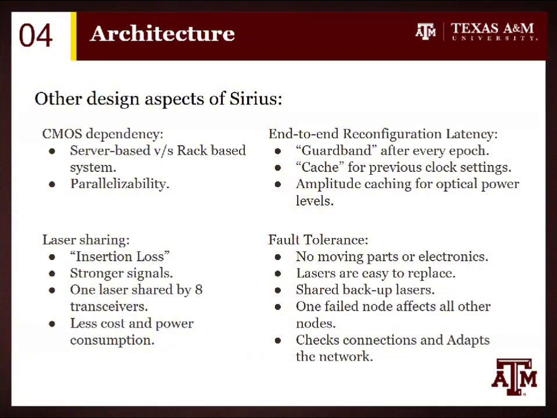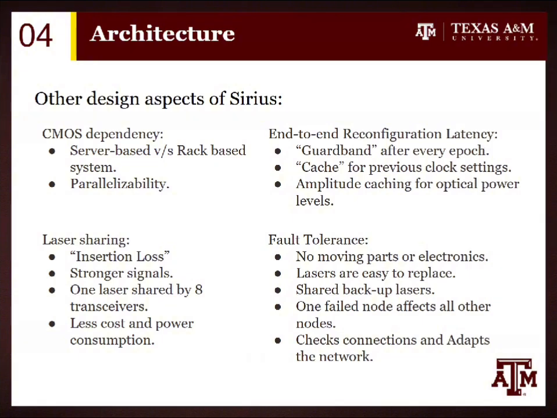To avoid this, Sirius uses phase caching, which remembers previous clock settings instead of relearning them, thus reducing the latency. It also uses amplitude caching for adjusting optical power levels without slowing down. Laser sharing. As light travels through the network, its power reduces. This is called insertion loss.